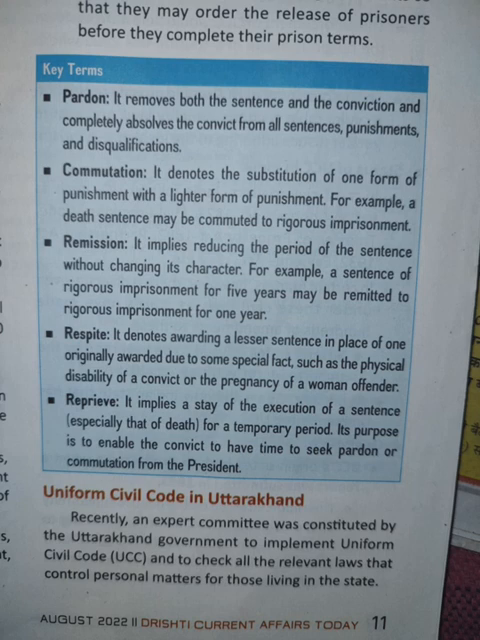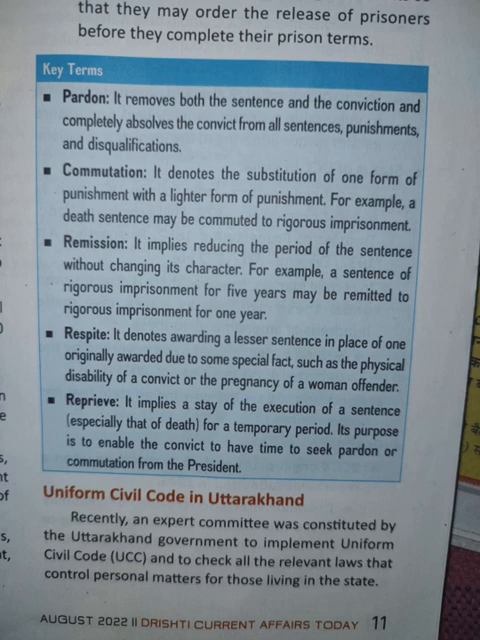Remission. It implies reducing the period of a sentence without changing its character. For example, a sentence of rigorous imprisonment for 5 years may be remitted to rigorous imprisonment for 1 year. Respite. It denotes awarding a lesser sentence in place of one originally awarded due to some special fact such as the physical disability of a convict or the pregnancy of a woman offender. Reprieve. It implies a stay of the execution of a sentence, especially that of death, for a temporary period. Its purpose is to enable the convict to have time to seek pardon or commutation from the President.